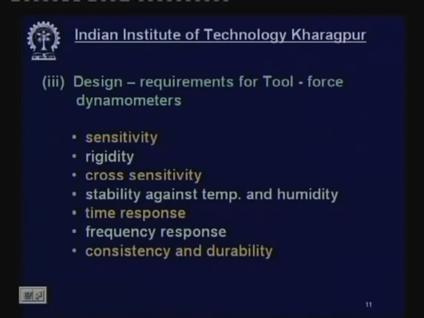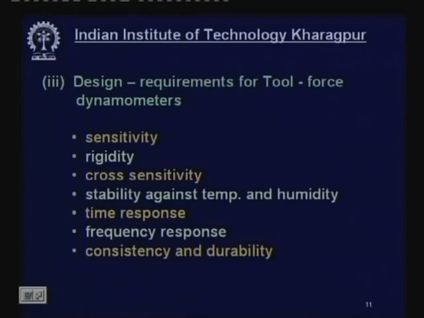So sensitivity and rigidity are to some extent contradictory. Sensitivity demands larger signal, and rigidity demands that deflection or deformation should not be too large. So a good compromise has to be made through design.